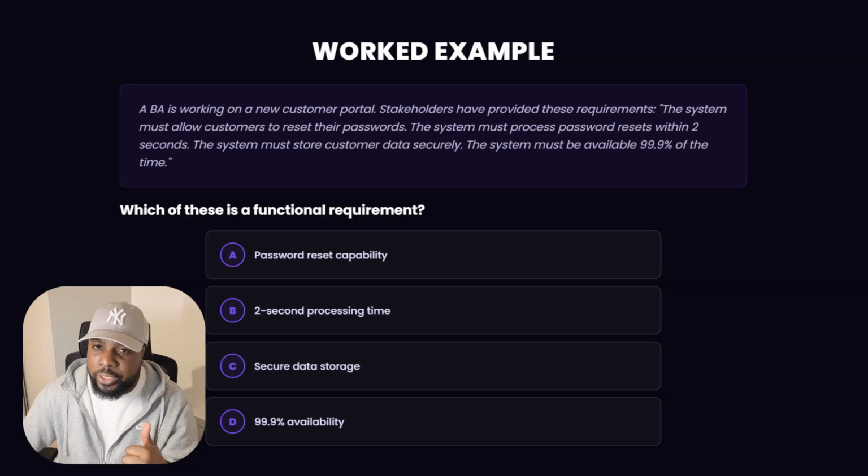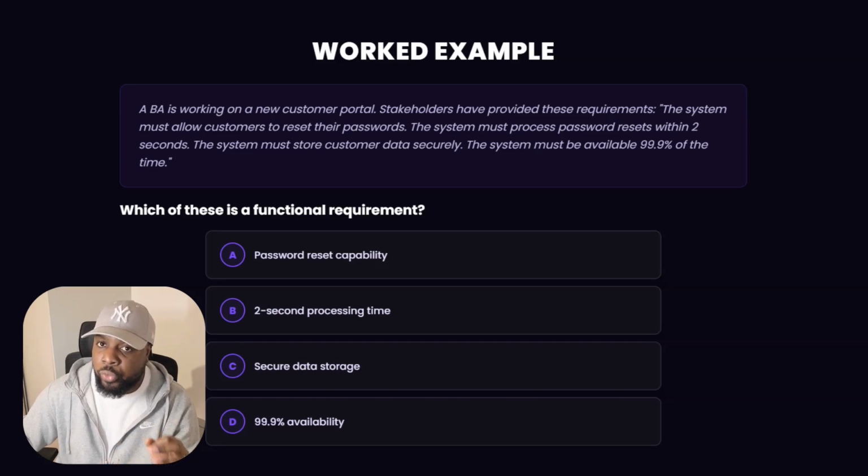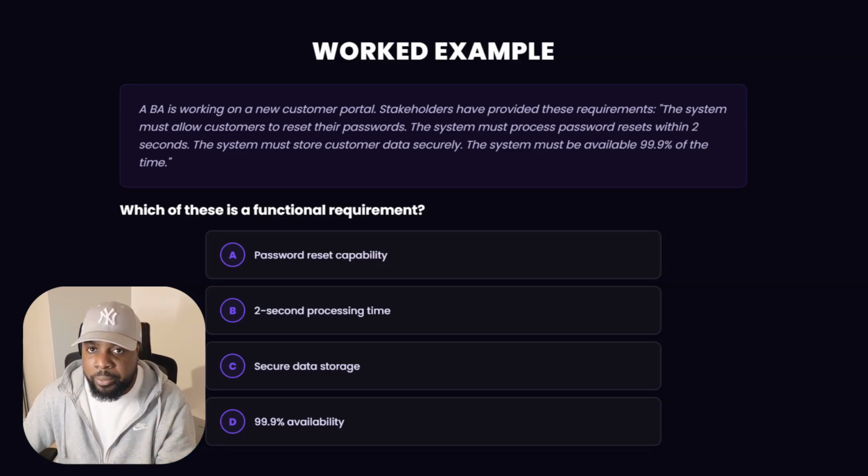The system must allow customers to reset their passwords. The system must process password resets within 2 seconds. System must store customer data securely. System must be available 99.9% of the time. The question then asks, which of these is a functional requirement? And your options are password reset capability, 2-second processing time, secure data storage, or 99.9% availability. Have a think, let me know which one you'd pick.